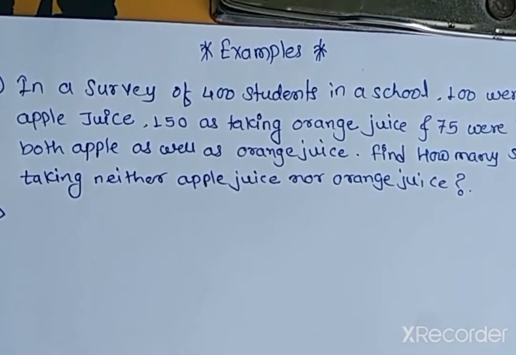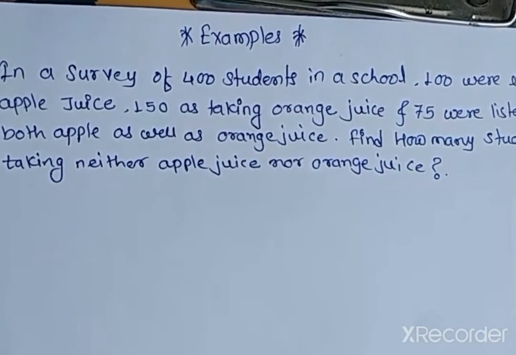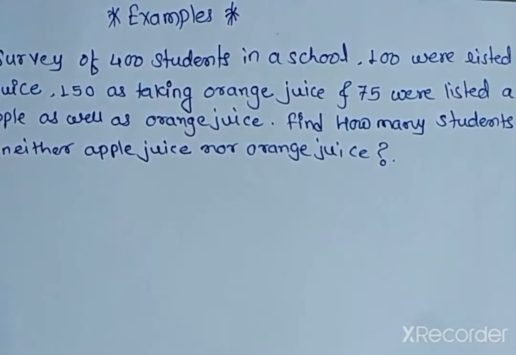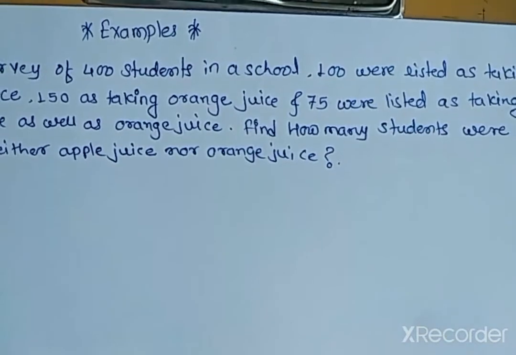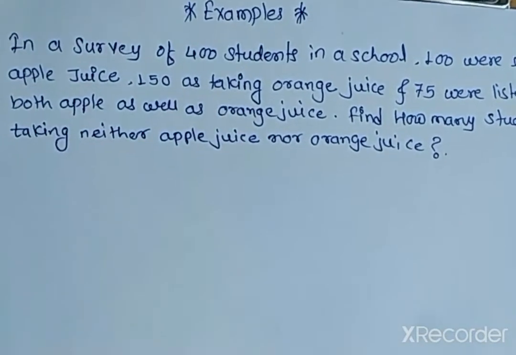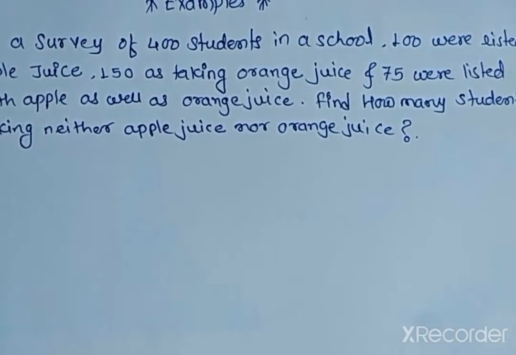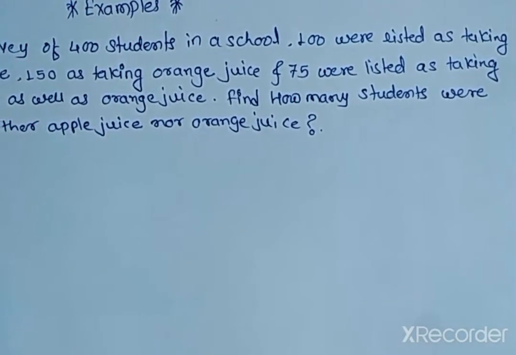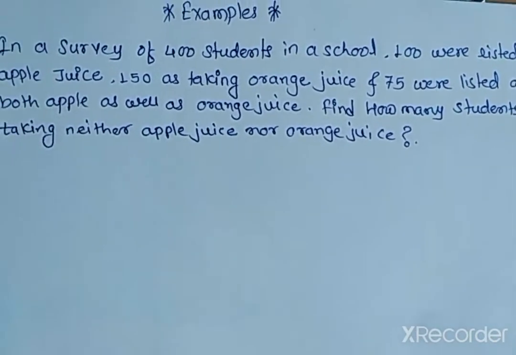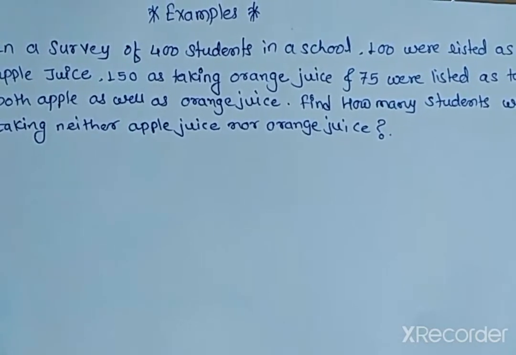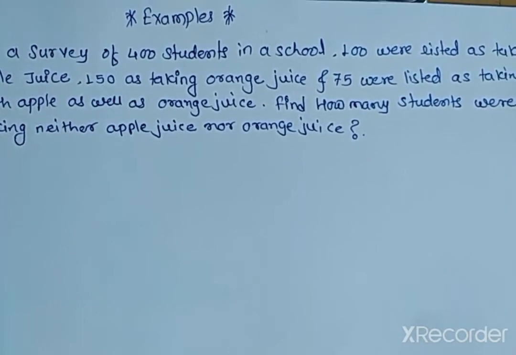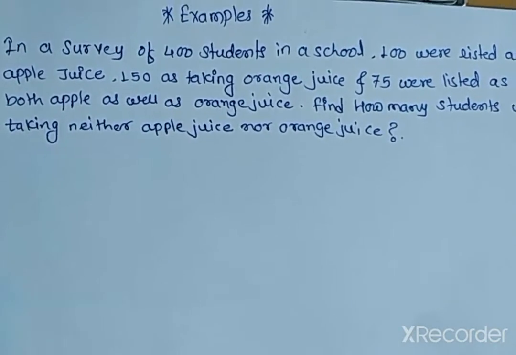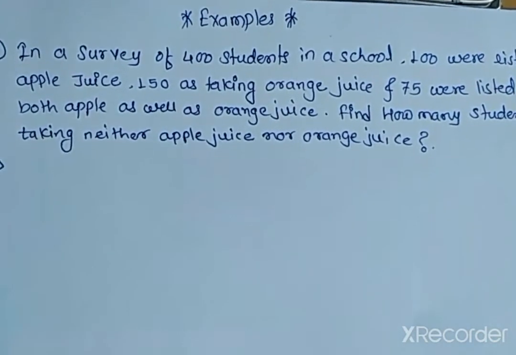Here the first example is: in a survey of 400 students in a school, 100 were listed as taking apple juice, 150 as taking orange juice, and 75 were listed as taking both apple as well as orange juice. First off, we have to find how many students were taking neither apple juice nor orange juice.